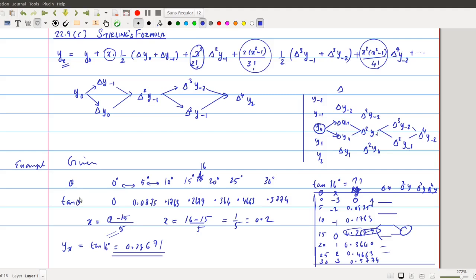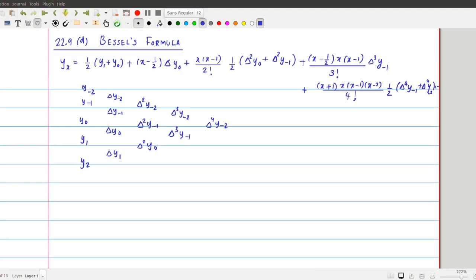Okay, next we discuss Bessel's formula. This is the Bessel's formula. So y x equals 1 by 2, starting with y1 plus y naught, half of y1 plus y naught, plus x minus half into delta y naught, plus x into x minus 1 divided by 2 factorial into half of the average of these two numbers, and so on.